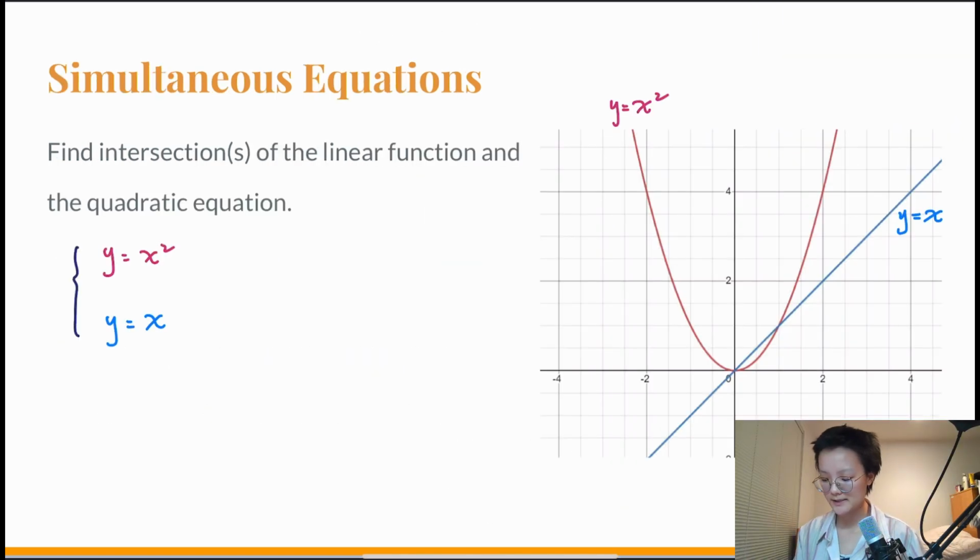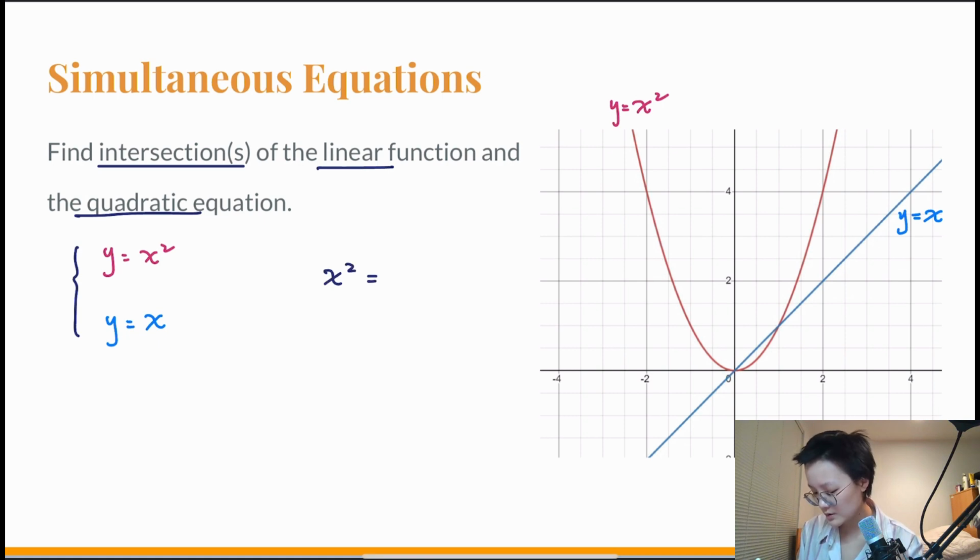Next topic, it has been a long video, I guess, is the simultaneous equation. This is not a new thing. Since you know how to solve the quadratic equation, you should also know this. Because if we want to find the intersection of a linear and a quadratic equation, what we want to do is just to make them equal. Like in this case, that is x squared equals x.